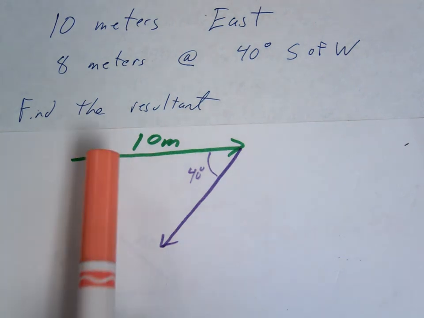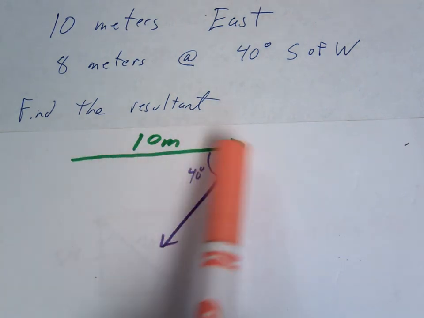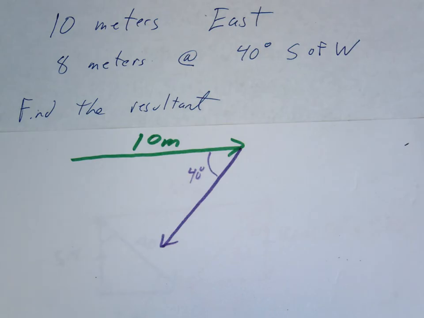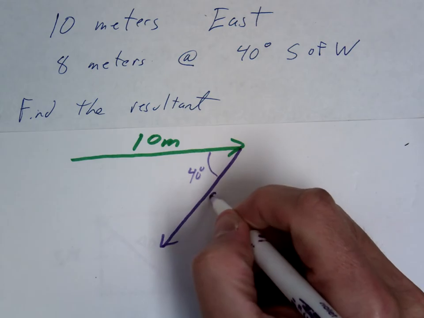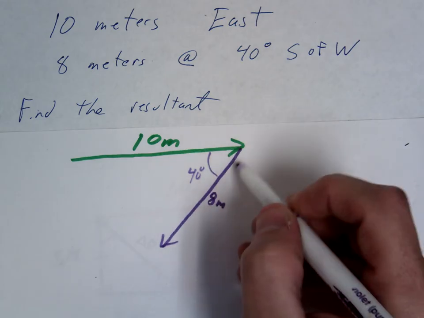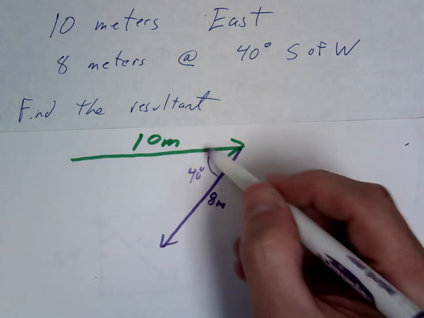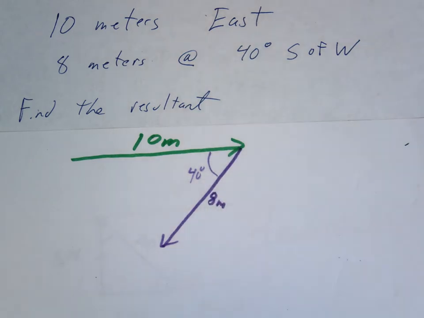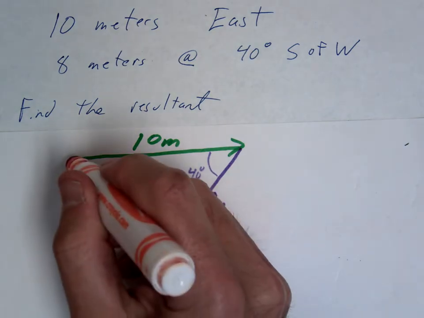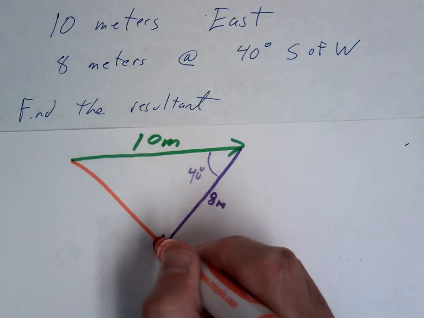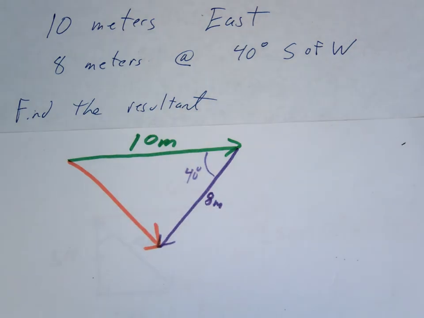So here's a problem. We're going 10 meters east, right? And then we're going to go 8 meters at an angle south of west, 40 degrees south of west. And we're looking for our displacement. We're trying to find out where we ended up. So this is the vector that we're looking for, this one right here.